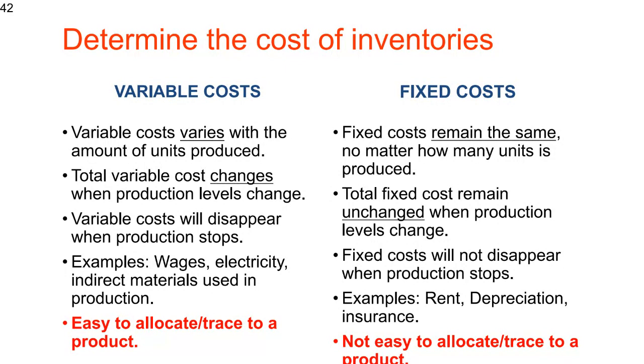So it's easy to allocate variable costs, right? The reason why it's easy to allocate variable costs is because as production changes, the cost changes. And so it's super easy to say, okay, because the cost has changed and we've produced X number of products, therefore we can allocate the cost easily. So that's variable, right? So we've spoken about variable.